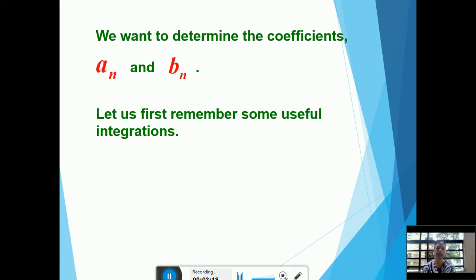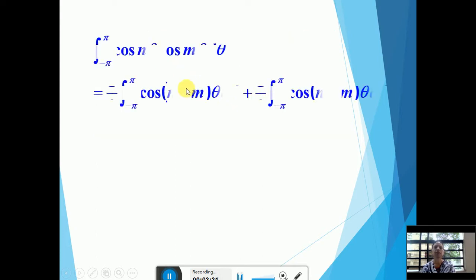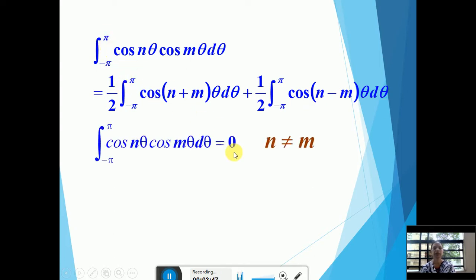Now how do you determine the coefficients? When you can express any given function as a series of cosines and sines with the coefficients a n and b n, there should be a way to determine these coefficients. To determine this, we need to make use of some trigonometric integrals, that is the integral from minus pi to pi of cos n theta cos m theta d theta. Cos a cos b can be written as cos of a plus b plus cos of a minus b, divided by 2. And again integrate between the limits.